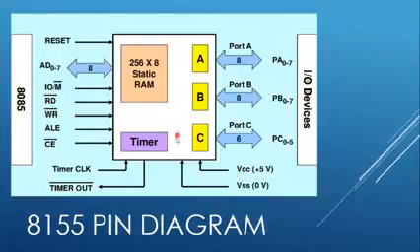VCC supplies the supply voltage to the 8155. VSS provides the ground to 8155. Reset resets the 8155 to the previous state. AD0 to 7 provides the address and data bus to 8155. IO/M bar provides the input, output and memory signals to 8155.